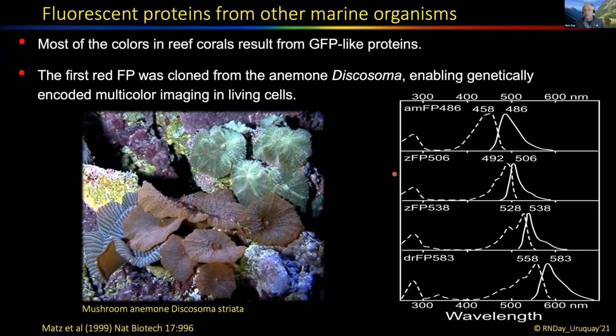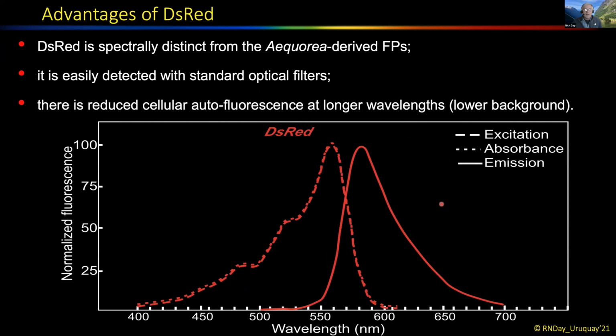And in Discosoma, they were able to identify 4 distinct fluorescent proteins, of which the one on the bottom here is the one that has been most universally used. That is DsRed. And so DsRed has a distinct fluorescent spectra from the Aequorea FPs. It's easily detected with standard optical filters. And because there's much reduced cellular autofluorescence at these longer wavelengths, it was really a useful tool for cellular imaging.